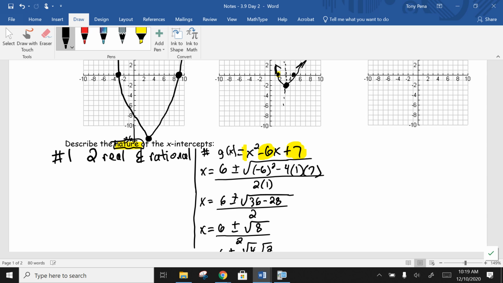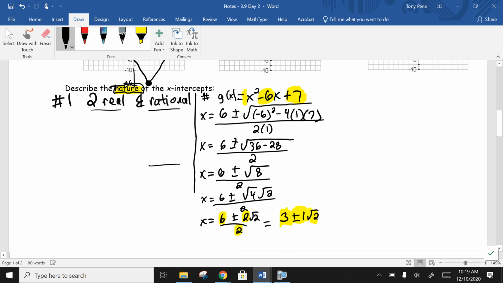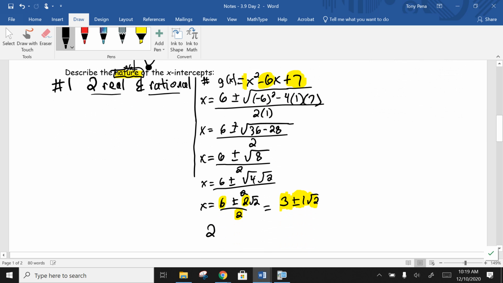Now, if we just had the graph, this one here goes through nice whole numbers. We could look at the graph and say that those are real and rational. This one, these are definitely two solutions. We cross the x-axis 2 times, because ultimately what we want to know is the nature of our x-intercepts. So they're 2 real numbers, like we can actually plot those on a number line.